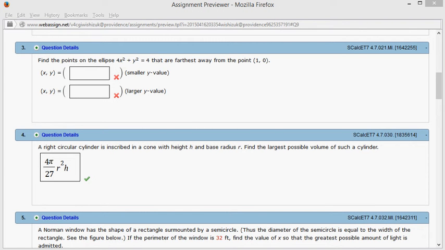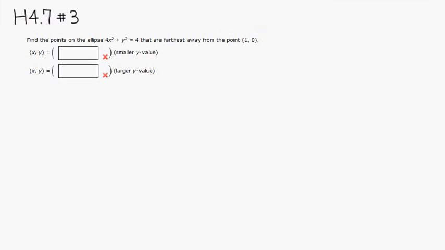Alright, let's look at homework 4.7, problem number 3. We want to find the points on the ellipse that are farthest away from the point (1, 0). Alright, so let's look at that.